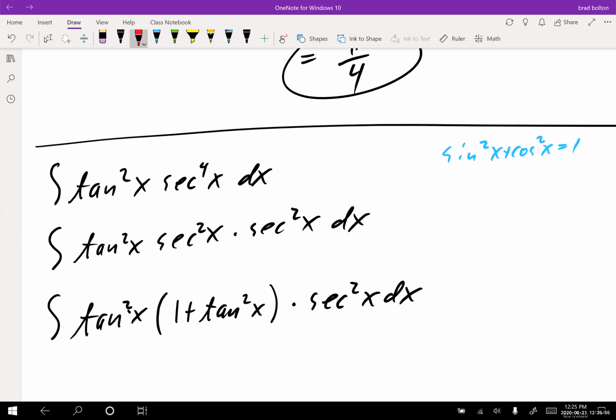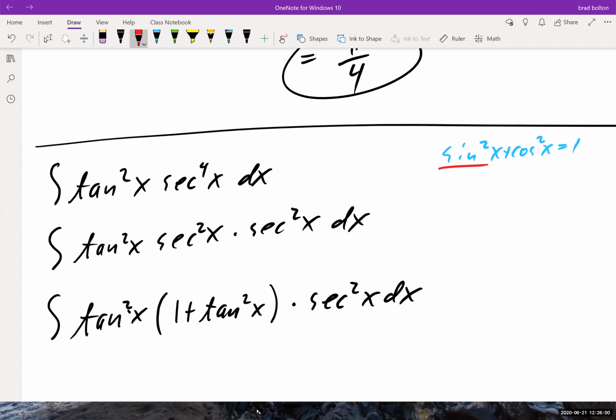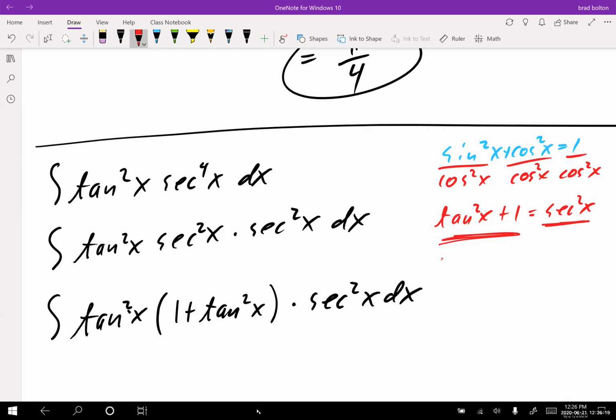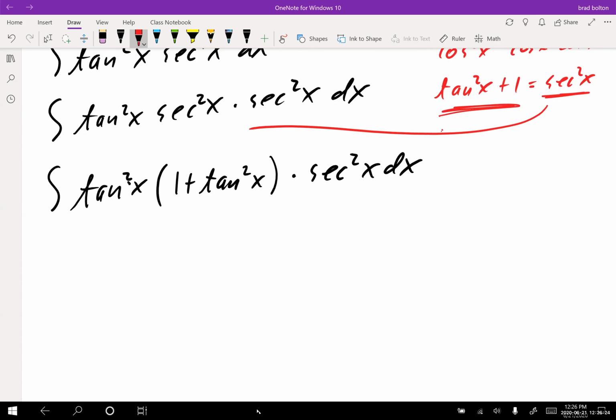If you divide this problem by cosine squared, this becomes tan squared plus 1 equals, now 1 over cosine is secant squared x, right? So then tan squared x plus 1 is equal to secant squared x. So I just did that replacement right here. That's how I fixed it.